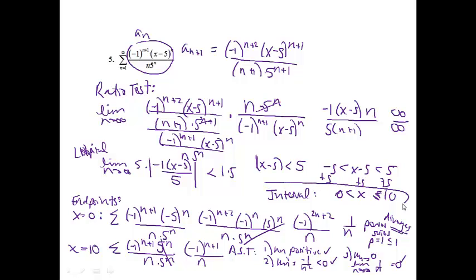So that is my answer. It did ask me for the radius. The radius, remember, we just take 10 minus 0, which is 10, divided by 2. My radius is 5. And there we go.